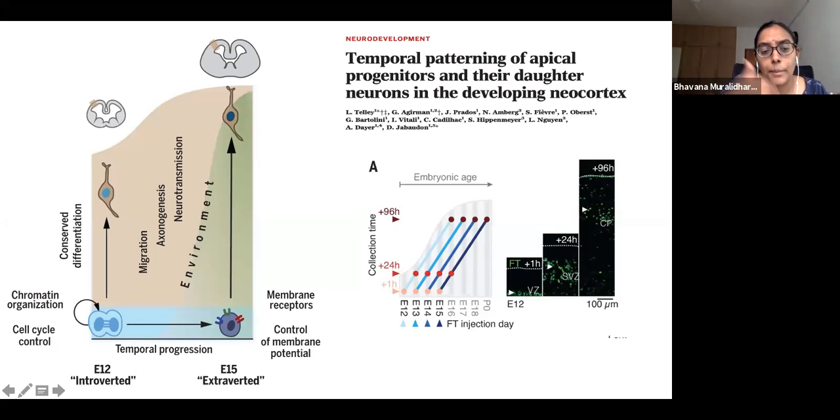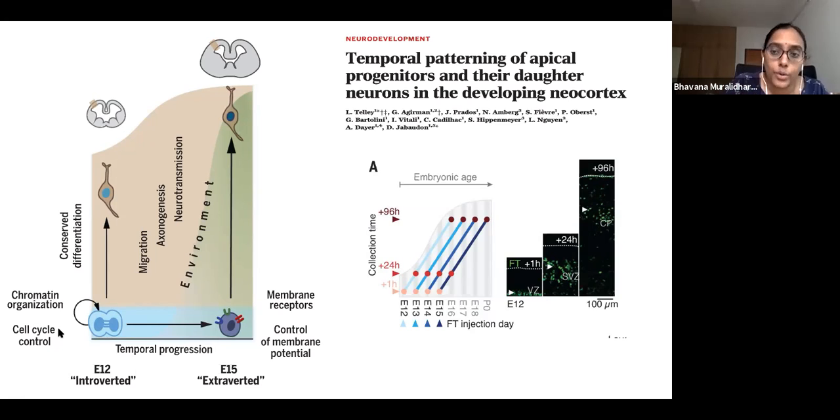One of the first things they observed from the apical radial glia as they go from E12 to E15 is not the change, but the coming about of newer gene molecular signatures, which suggested that as the progenitor goes from an E12 brain to an E15 brain, you start to get expression of genes which can now talk to the environment. For instance, at E12, a big subset of genes which came as a group was chromatin organization and cell cycle control.